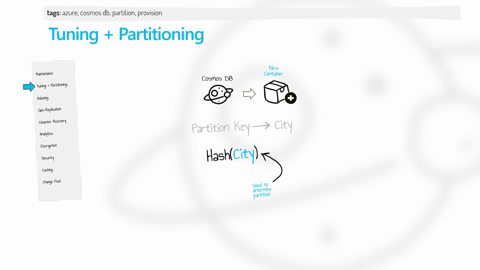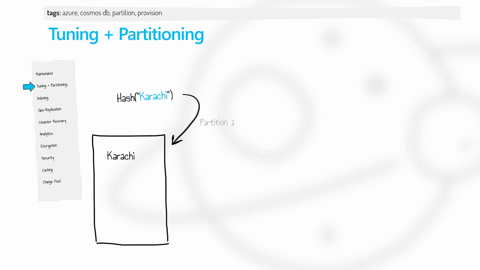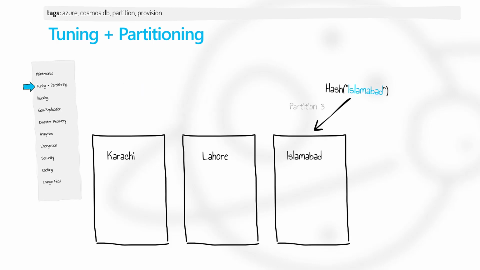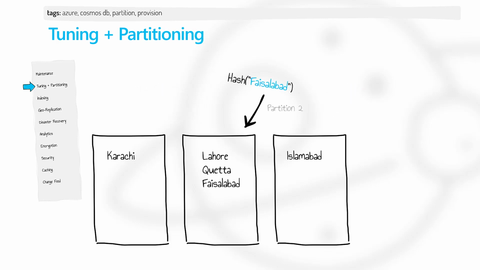As an example, suppose a JSON document is to be stored in a Cosmos DB container. The database calculates the hash of the partition key value, in this case Karachi, and stores it in partition 1. Similarly, the hash value of city Lahore causes the record to be stored in a JSON document in partition 2. In the third example, Cosmos DB calculates the hash of partition key value, Islamabad, and stores the JSON document in partition 3. Quetta goes to partition 2. Faisalabad to partition 2 as well, and so on.